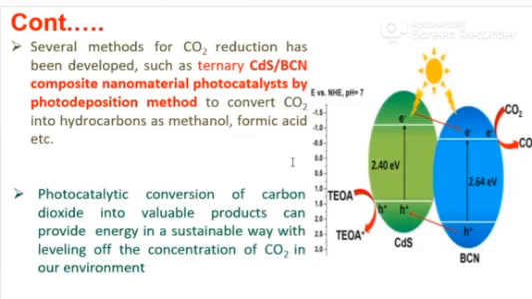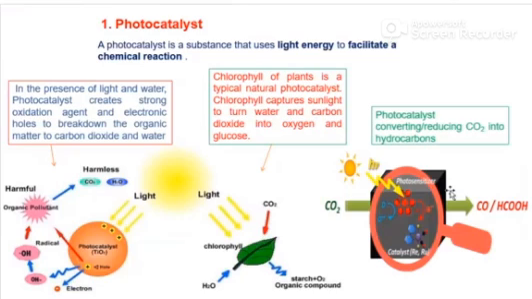The photocatalytic conversion of carbon dioxide into valuable products can provide energy in a sustainable way, with the leveling of the concentration of CO2 in our environment. Here you can see the picture of our composite material, where cadmium sulfide is deposited by photodeposition on the BCN semiconductor nanomaterial. And this is the process of using solar light, sunlight, and converting CO2 into CO and other useful products with the help of the positive holes and the negative charge carriers.